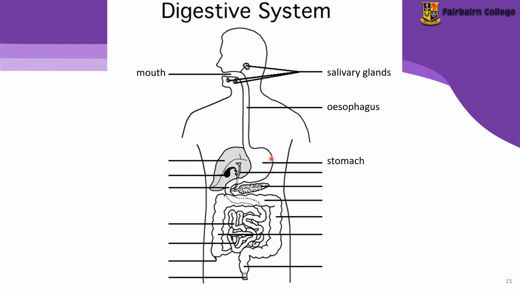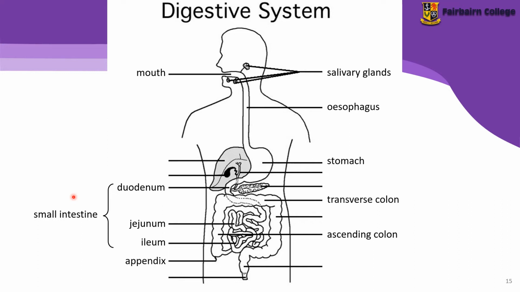In the stomach, mechanical and chemical digestion continues to turn that food into a gray sludge that we call chyme. The chyme then moves into the small intestine. The first part of the small intestine is called the duodenum, where some digestion still takes place. Then into the jejunum, and then into the ileum, which forms the three parts of the small intestine. From there, the contents is then moved onto the large intestine, specifically the ascending colon, the appendix, the transverse colon, and the descending colon, which forms the large intestine.